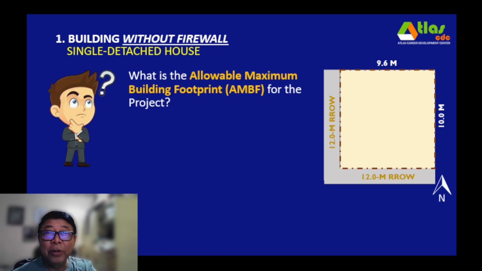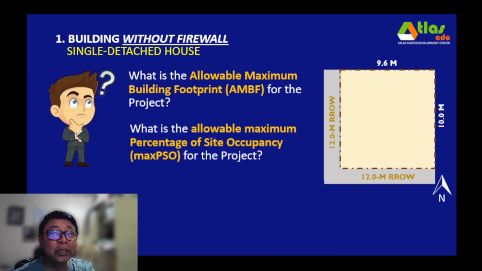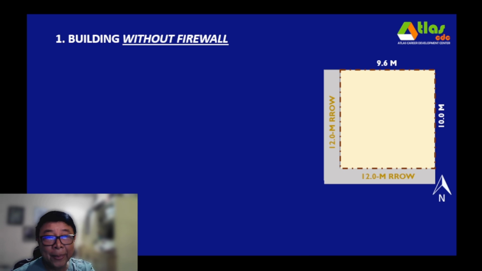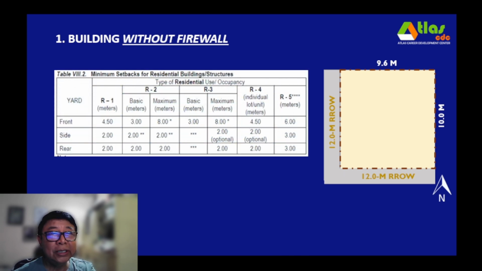So we are going to determine what will be the allowable maximum building footprint for the project and also its corresponding allowable maximum percentage of site occupancy. So the first reference that we're going to look at is table 8.2. This is the minimum setbacks. And for basic R2, our minimum setback for the front will be 3 and the sides and rear will be 2 meters.